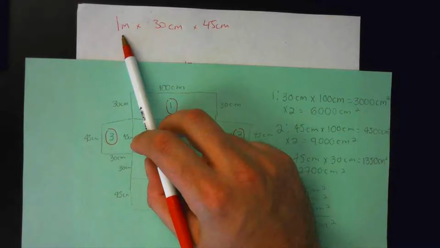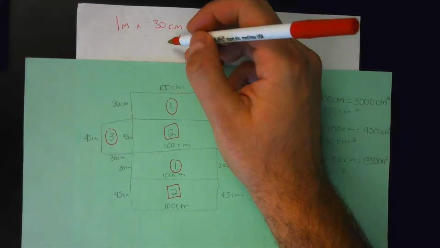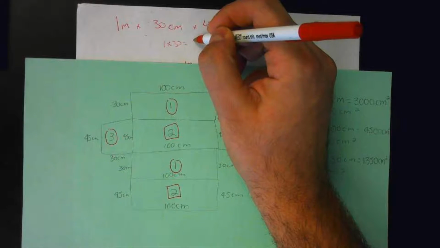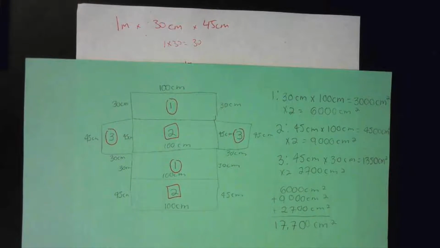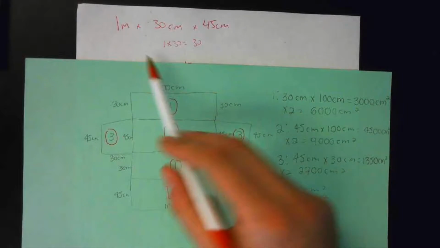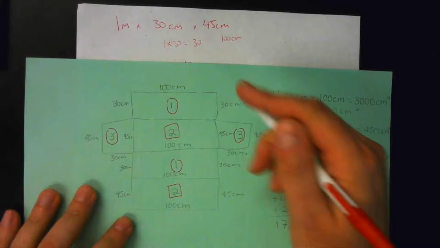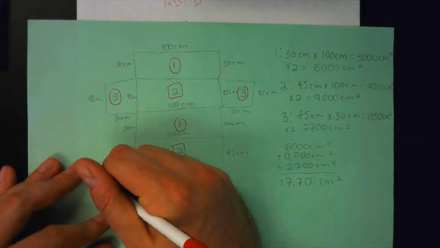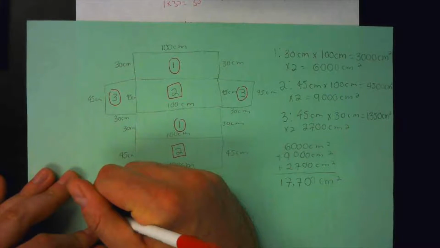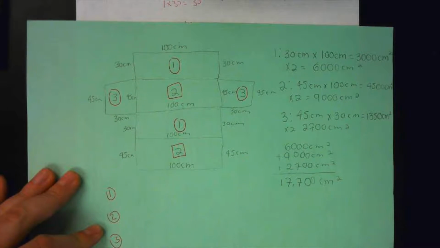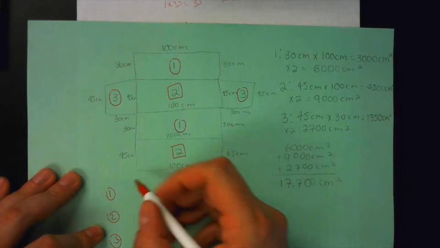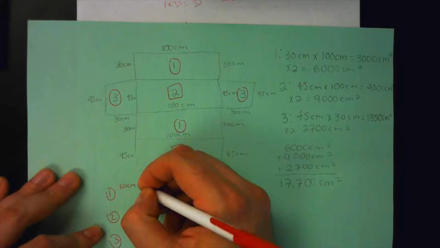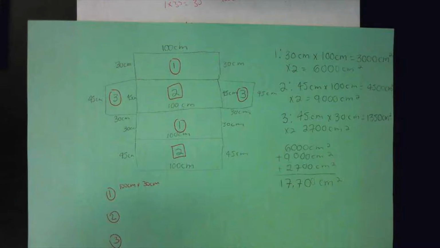So right here, you would have 1 meter. If you multiplied 1 by 30, your answer is going to equal 30. But we know that 1 meter is 100 centimeters. So I'm going to just rewrite the calculations. Let's call this box 1, box 2, box 3, because there's 1, 2, and 3. So the first one is 100 centimeters times 30 centimeters, correct?